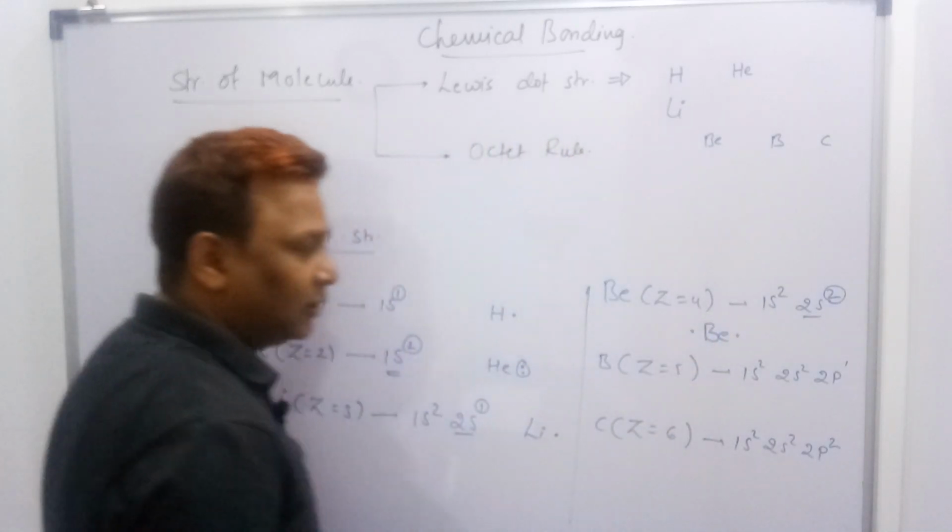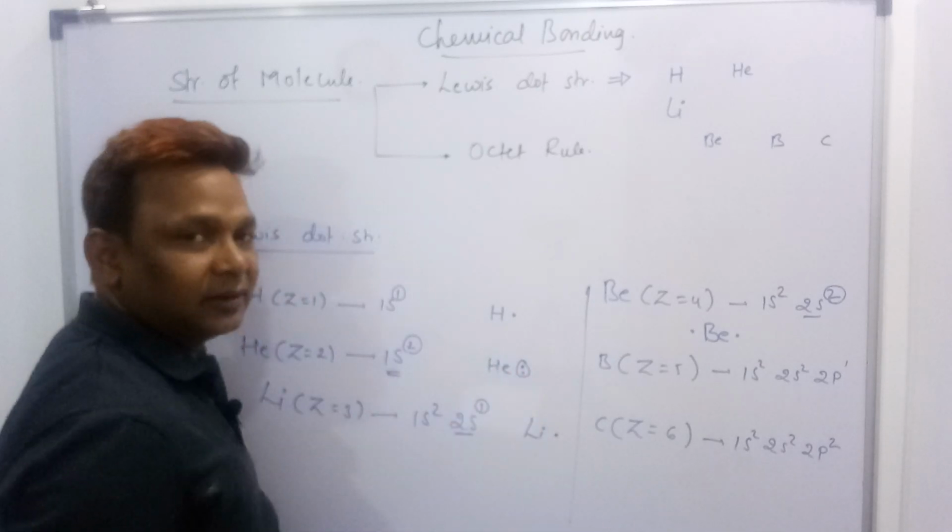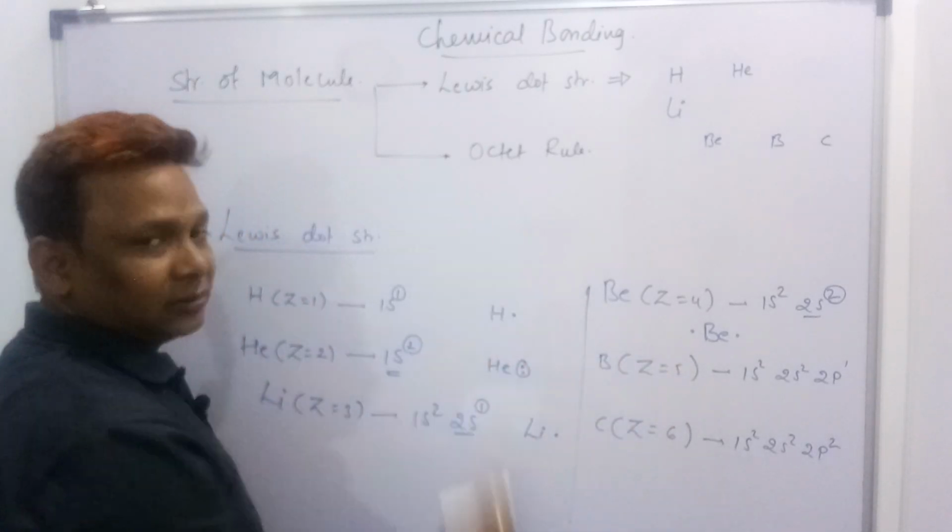Now you may have a doubt: sir, why did we write the 2 dots in different places here, and both dots here? I am going to explain that part in the octet rule.